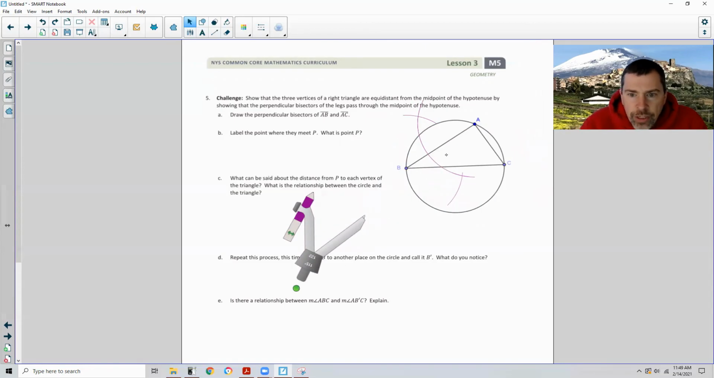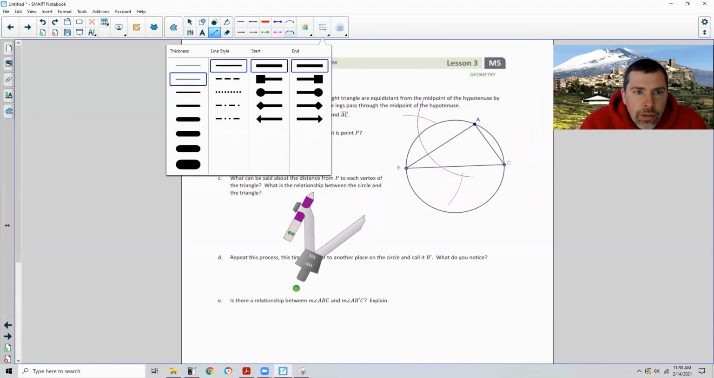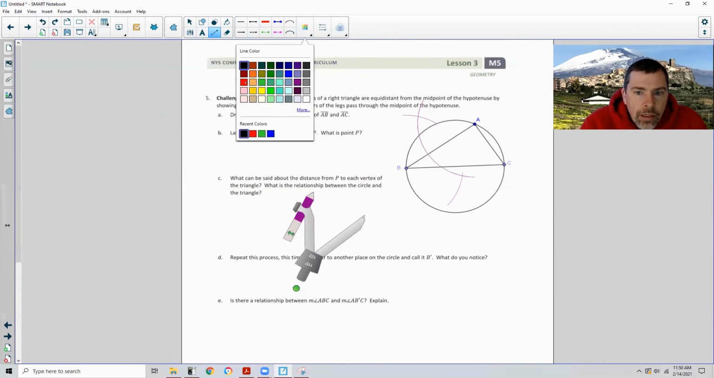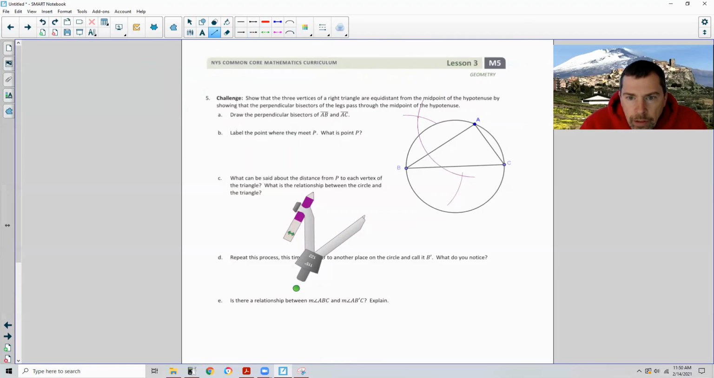And here I would use a ruler to connect, but instead I'm going to use a segment like so. Segment, thinner, and let's use red. Starting right at that point and going to this one. So there is my perpendicular bisector. And so this point is halfway between A and B. All right, so I drew that perpendicular bisector.